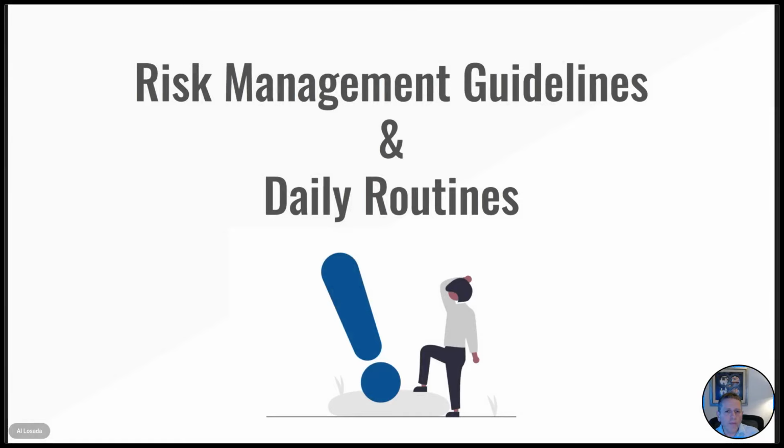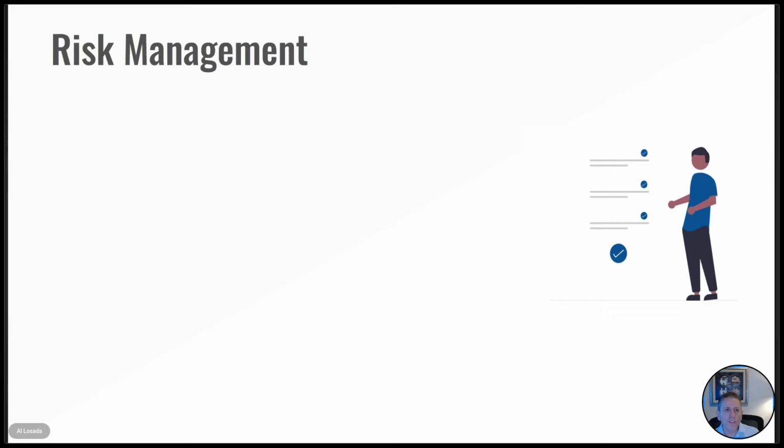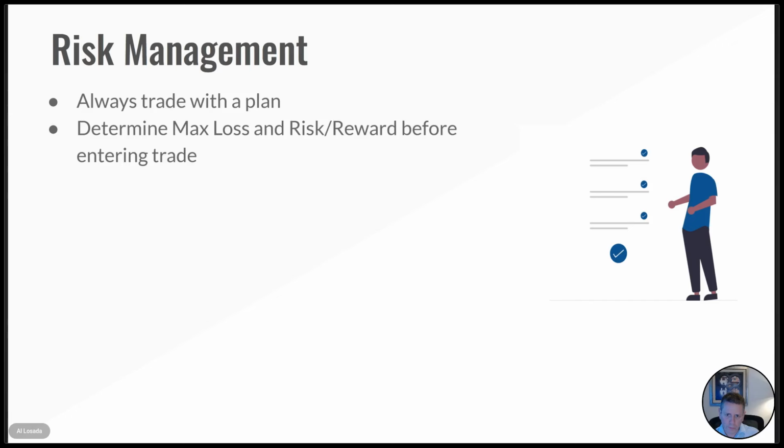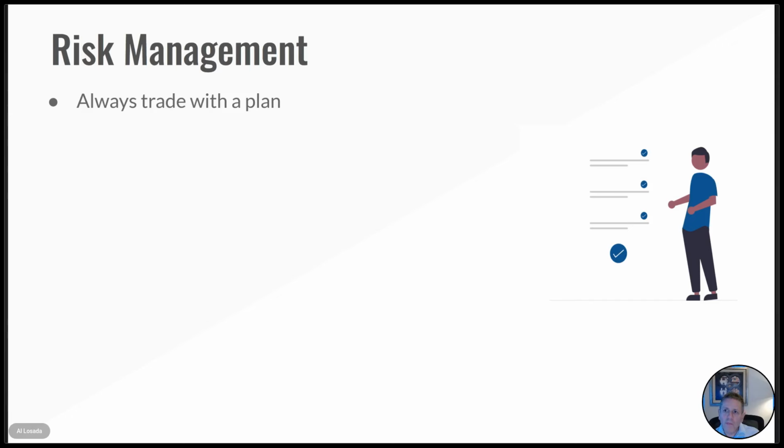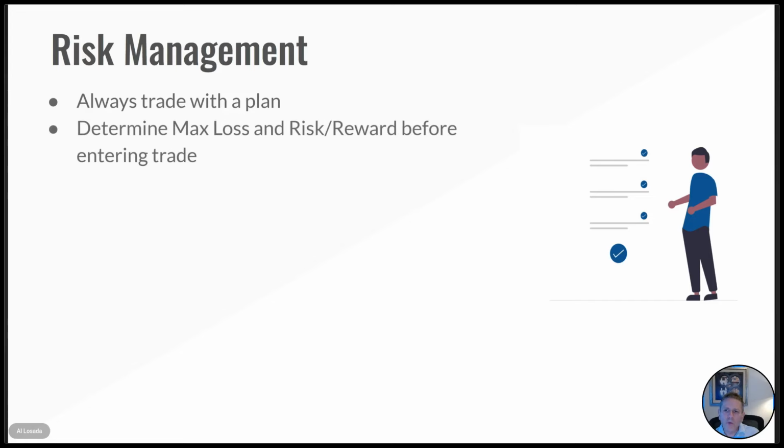Let's talk about risk management and daily routines. First of all, I always have a trade plan. The trade plan should include entry, exit criteria, trade size and composition, and when not to trade as well. Number two, you want to determine the max loss and your risk reward before entering a trade. So you want to be knowledgeable about anything that you do in a trade.